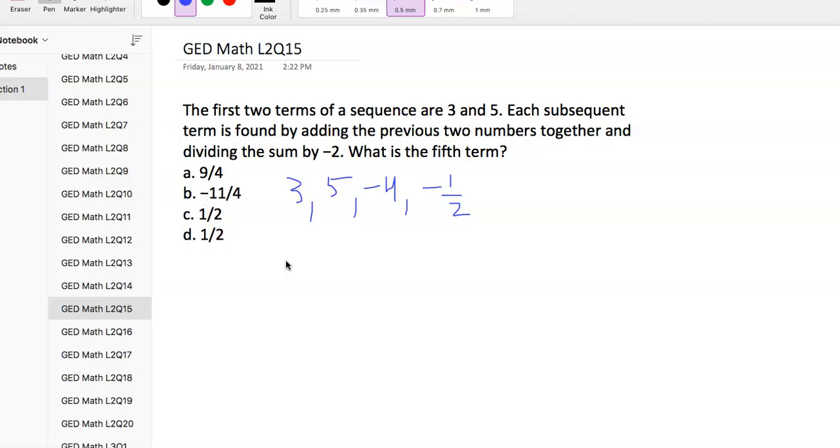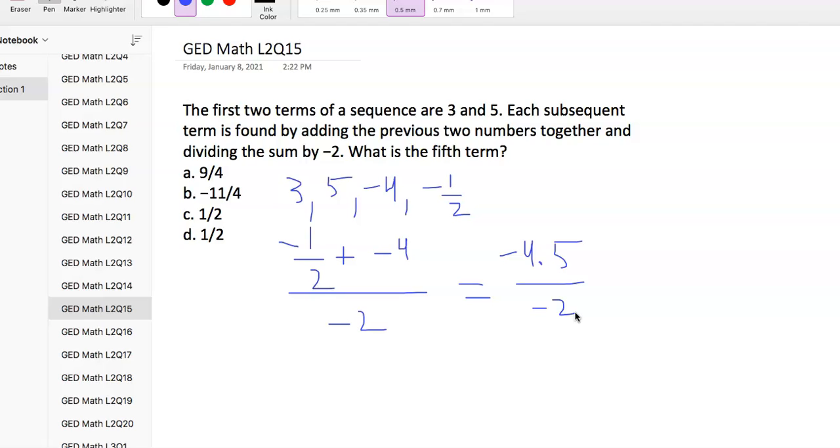Okay, so add the 2 terms together, right? So I got -1/2 plus -4, and it says divide by -2. Okay, so -4 plus -1/2 is -4.5. Okay, so we got negative 4.5 as the numerator divided by negative 2.